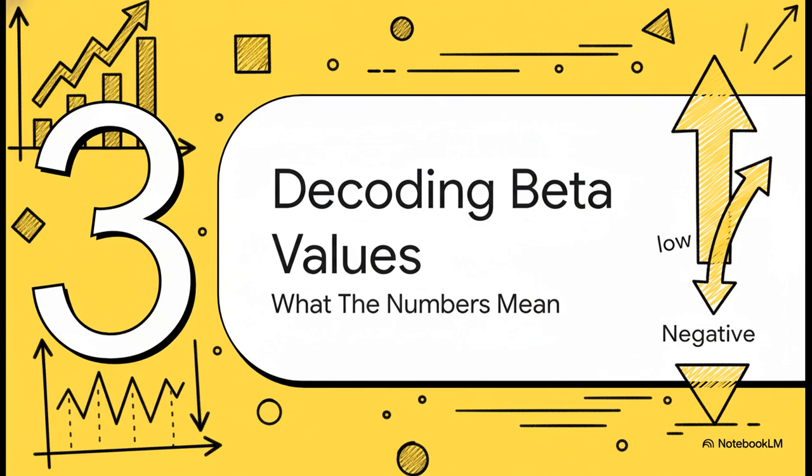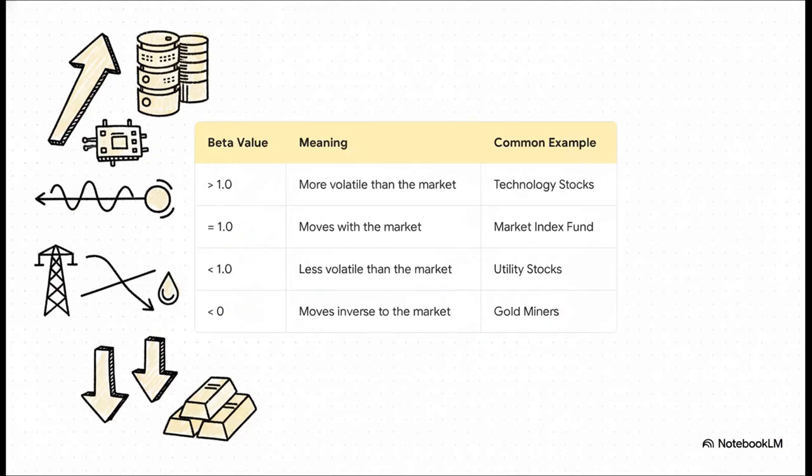So, we've got our anchor. The market is 1.0. But what about all the other numbers? What does it mean if a stock has a beta of 1.5 or 0.5 or even a negative number? Let's break down the code. This chart makes it super clear. See a beta over 1? Think of your high-flying tech stocks. They tend to exaggerate the market's moves. So if the market pops 10%, they might jump 15%. But yeah, that works on the way down too.